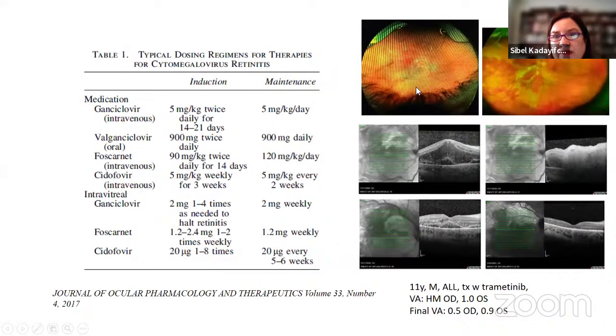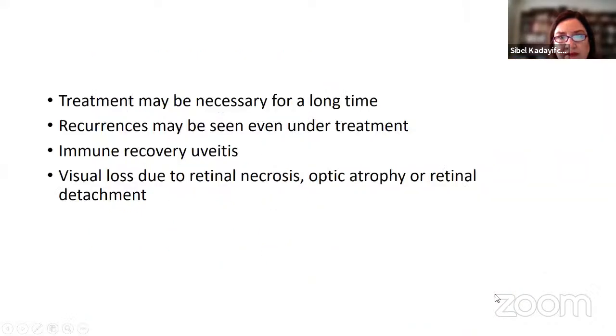For example, in this case with acute lymphoblastic leukemia, the patient was seeing hand movements in the right eye, 0.8 in the left eye. We started intravenous therapy, but the patient didn't respond well in the right eye, so we added intravitreal ganciclovir, and then the patient recovered to 0.5 vision in the right eye. CMV retinitis treatment may be necessary for a long time. Recurrences may be seen even under treatment. We may see immune recovery uveitis, and the visual loss is due to retinal necrosis, optic atrophy, or retinal detachment.